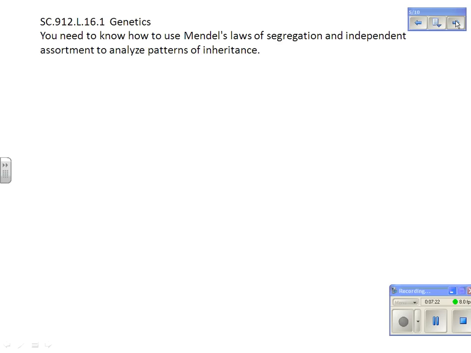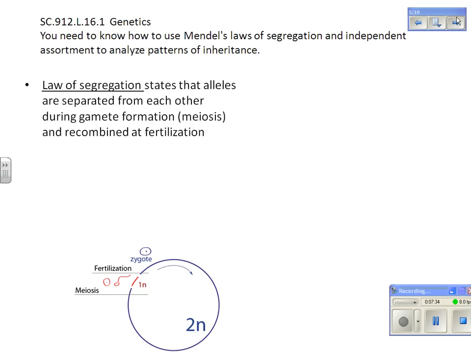Okay, before we get started on some patterns of inheritance, we have to discuss 2 laws of Mendel. And of course, Mendel is the Austrian monk that is coined the father of genetics. The first law we have to look at is called the law of segregation. And that law basically states that alleles are separated from each other during gamete formation, and they're recombined at fertilization. And this little diagram down here basically exemplifies that.